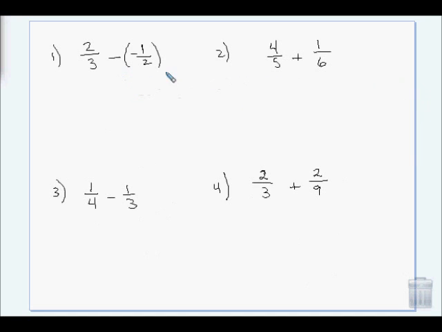Fractions! Yay! What's my common denominator between 2 and 3? Are you recording? Yes. I think so. Yes. Okay. 6. So I'm going to multiply this by 2 and this by 3. So I get 4/6 minus negative 3/6. But that's positive. So it's 7/6.